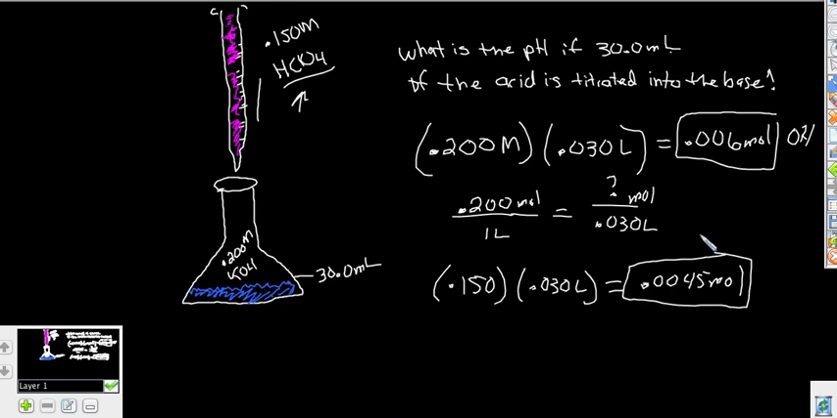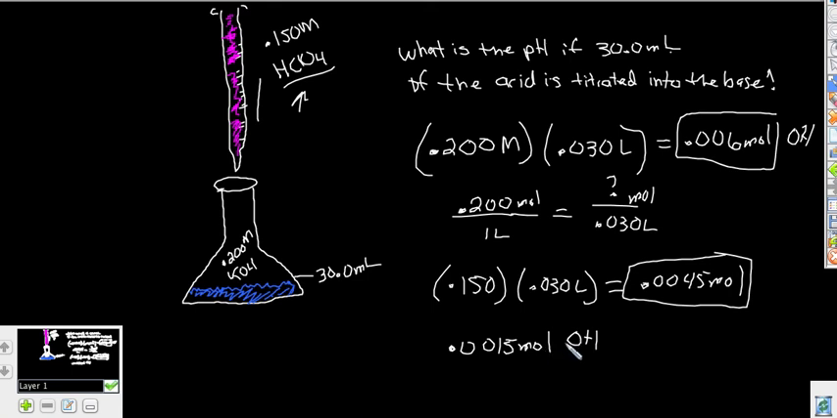So what we find is that we have 0.006 moles of this, 0.0045 moles of this, and so what do we end up with? Well, we end up with 0.0015 moles in excess, because these will cancel each other out and whatever's left over. So the 0.006, you just subtract that from there, and you find that you have 0.0015 moles excess hydroxide in this case, because this has got the higher molarity.